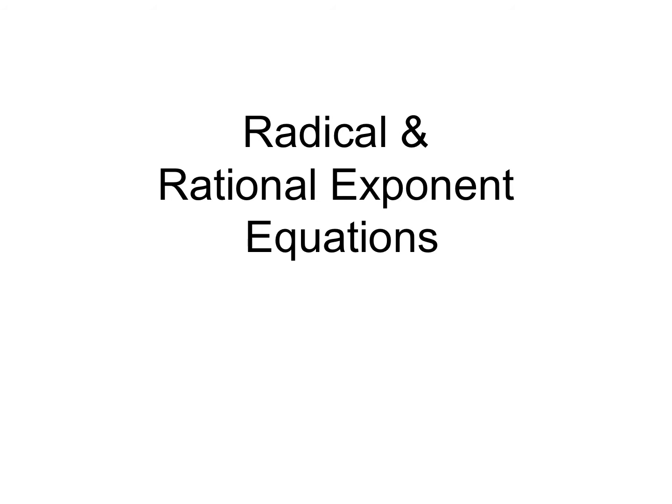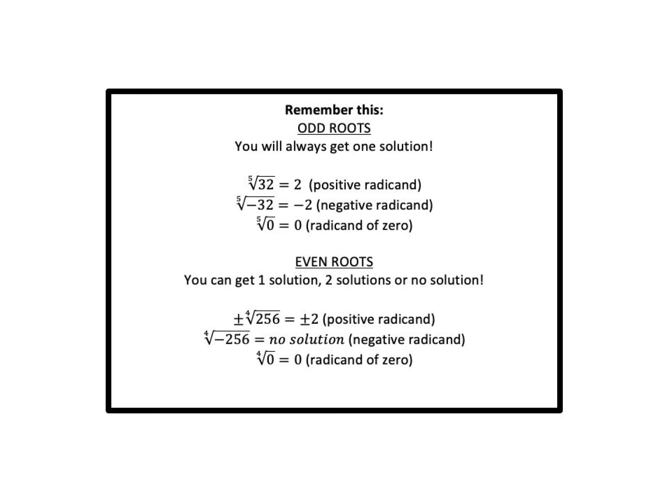In this lesson, we're going to learn how to solve radical and rational exponent equations. So I want to remind you of something you learned in a previous lesson, that when you're taking an odd root, like the fifth root of 32, there's one answer. The odd root of a negative value also has one answer, and again, one answer when we take like the fifth root of 0. It's even roots you got to watch out for.